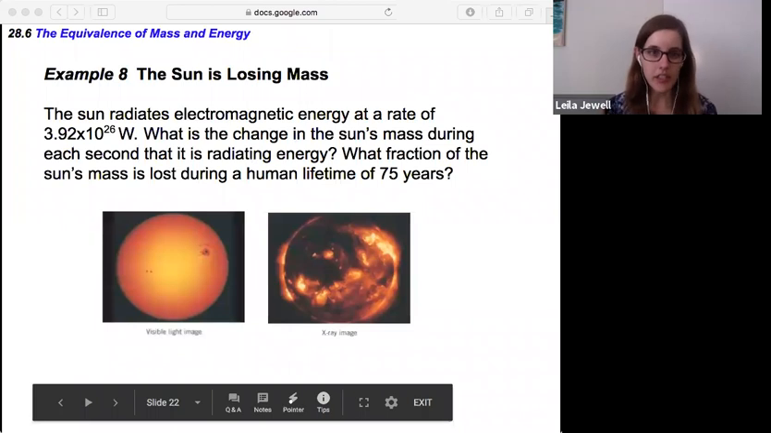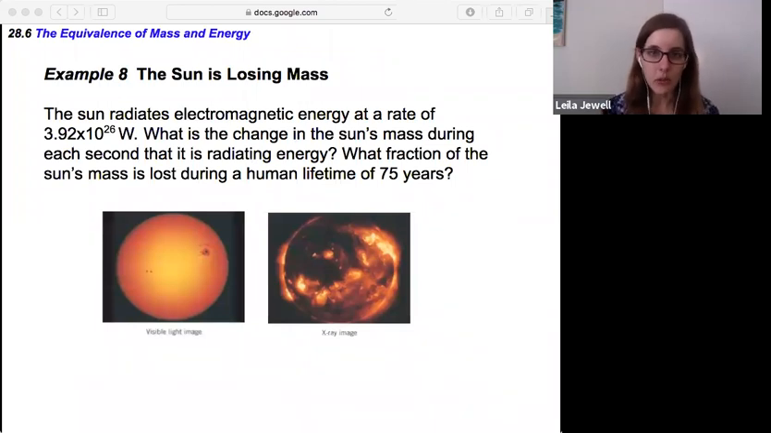All right, let's look at an example. This example 8, the sun is losing mass. The sun radiates electromagnetic energy at a rate of 3.92 times 10 to the 26 watts. What is the change in the sun's mass during each second that it is radiating energy? What fraction of the sun's mass is lost during a human lifetime of 75 years?